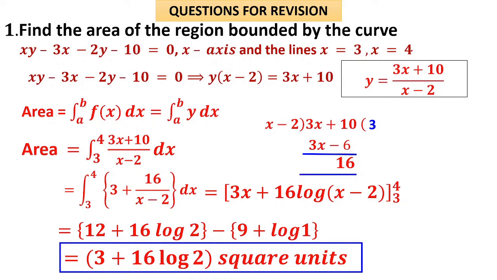Here what we have done: a curve is given, from that we got the value of y, and the range of x is already given in the question. The x-axis is involved, therefore we simply did the integral from 3 to 4 of y dx.